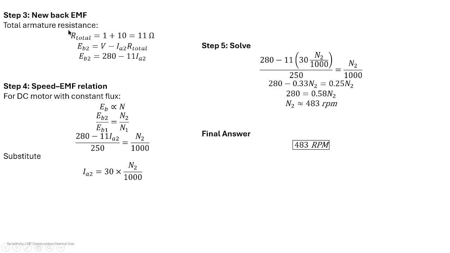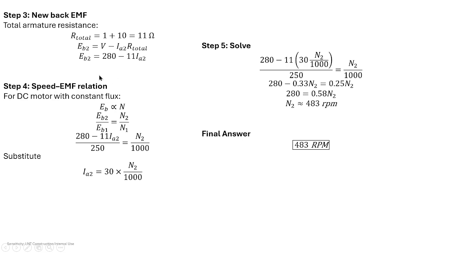So in this given question, extra resistance is also there. So that's why R total is equal to 1 plus 10 is equal to 11 ohm. Okay. And how can I find Eb2? V minus Ia2 into R total. R total is 11 ohm and Ia2 is not known. What is the value of Ia2?